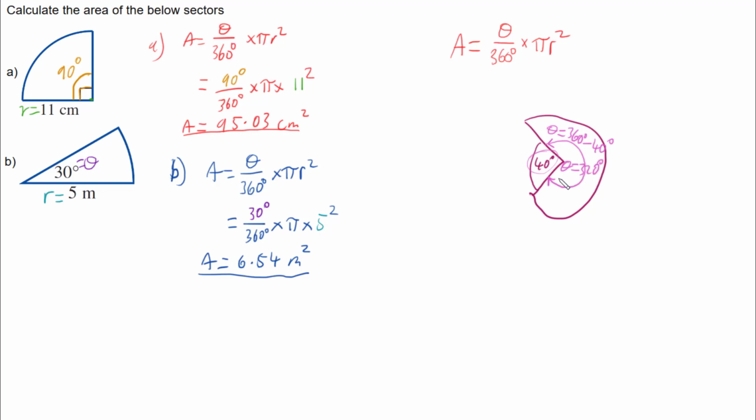So, to calculate the area of a sector, you do the fraction of the circle you have, theta on 360 degrees, times the area of a circle, pi r squared. Remembering, of course, you need the angle on the inside of the sector, not the outside of the sector.